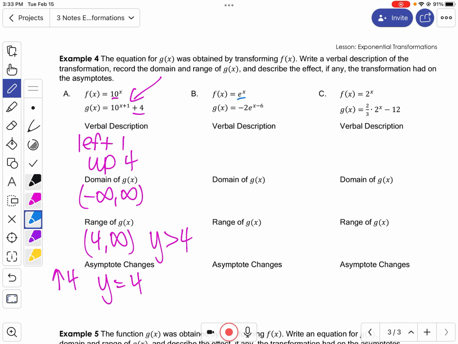Looking at the next one, I'm starting with e to the x. There's a negative, which means a reflection over the x-axis.